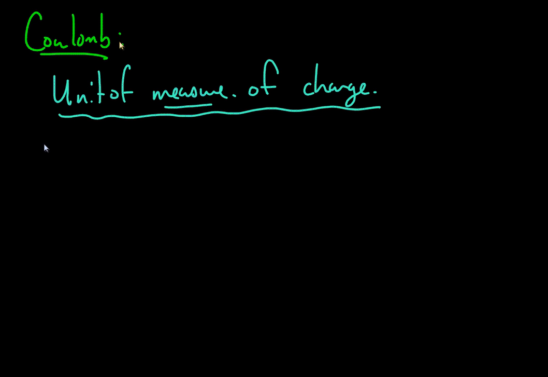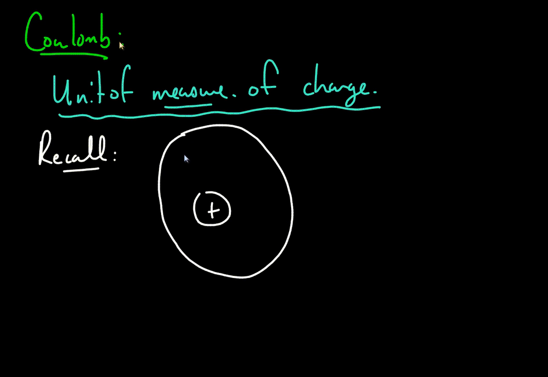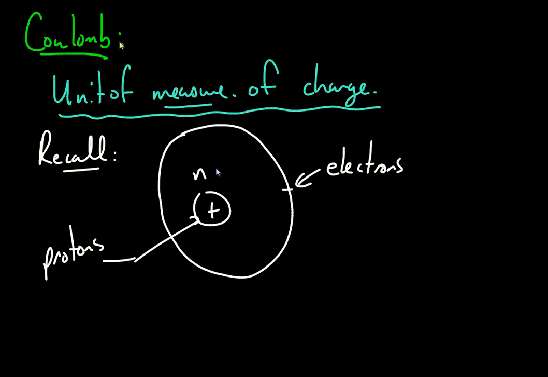So we're going to do a little bit of a recall here. Recall that an atom has a positive nucleus in the center, surrounded by negative charge. This is a very simple version. The negative charge is carried by electrons, and the positive charge by protons in the nucleus. There are also neutrons in there, but we're not interested in those because they don't actually carry a charge. They're neutral, hence neutron.